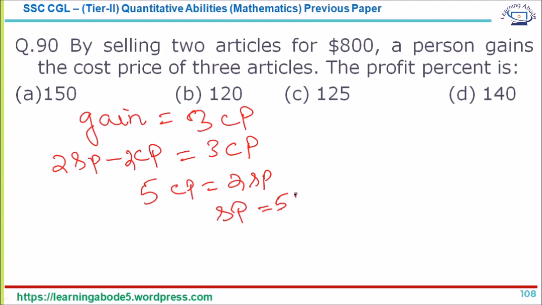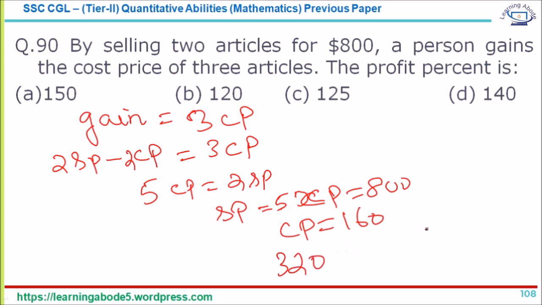So we know 5x, 5 times cost price, now that's equal to 800. So cost price is equal to 160. Okay, cost price is 160. So two items cost is 320 and it was sold for 800. So what is the profit? The profit is 480, and it was actually bought for 320.